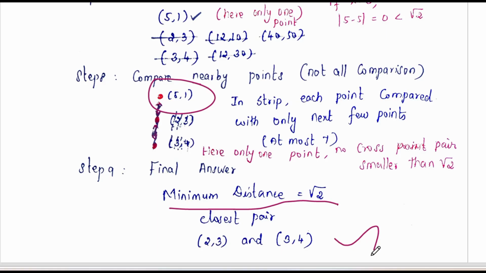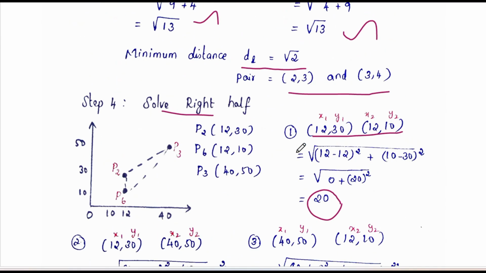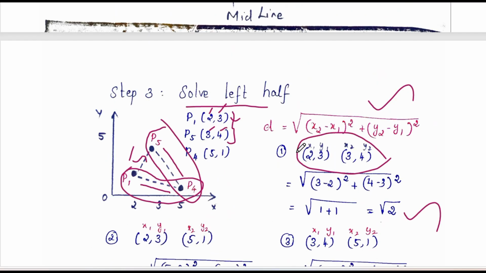If two or more points lie in the stripe, we find the smallest distance using those points also. But in this case the stripe contains only (5, 1), so there is no need to find the minimum distance, because with only one point we cannot find a shortest distance, right? So we take the minimum distance as root 2 and the closest pair is (2, 3) and (3, 4). Okay, so these are the steps behind the closest pair of points.